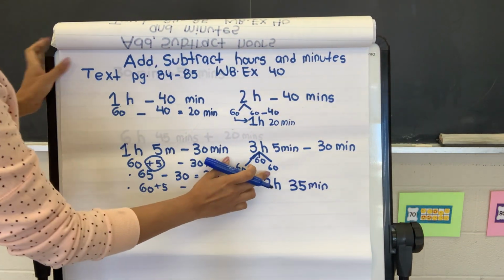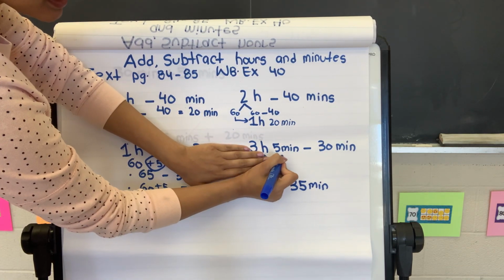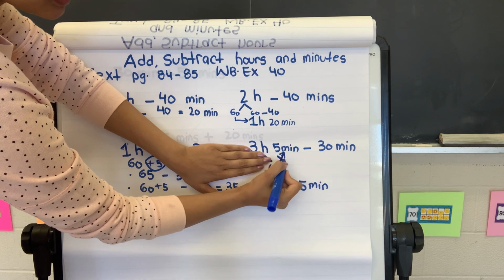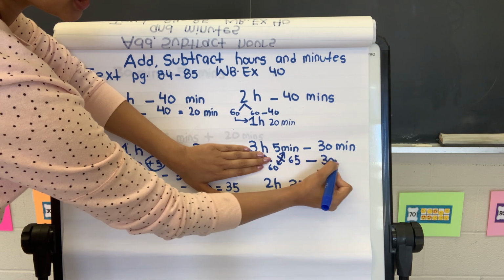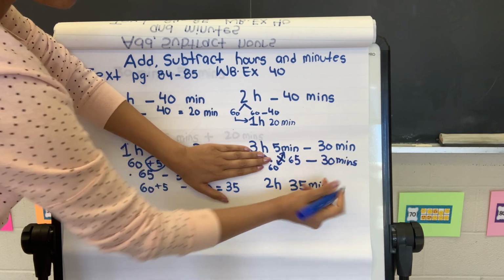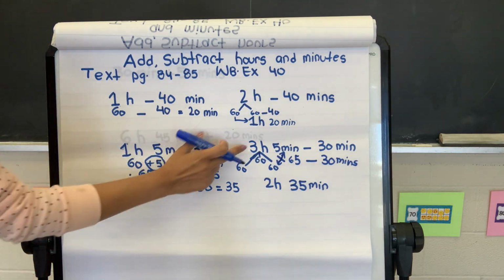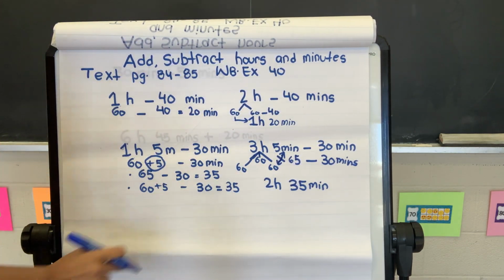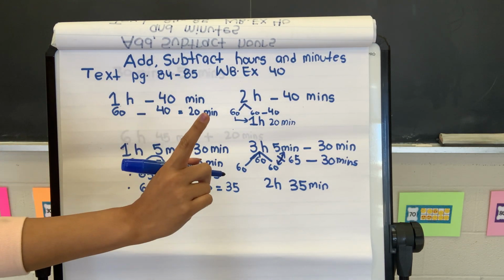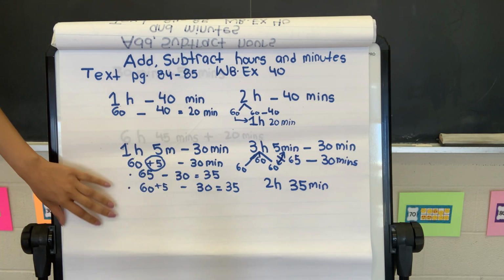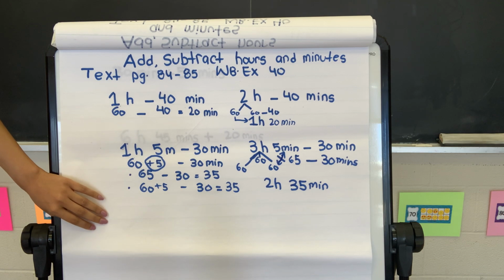Or I could have added 60 and this, so 60 plus 5 would have given me 65, take away 30 minutes, and I would still have 35 minutes. Okay, does that make sense? So I divided up my hours so that I know how many 60s I have, and each 60 makes 1 hour. Now let's look at a few examples where we have to add time.